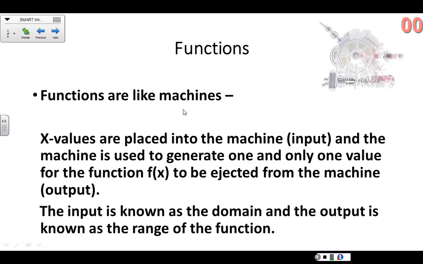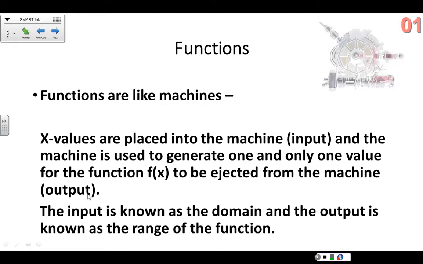Functions are like machines. X values are placed into that function or that machine as an input value. The machine is then used to generate one and only one value for that function. We use the notation f of x to be ejected from the machine as an output. So you could think of the machine as doing something mathematical to whatever number you're putting into it, and then it spits out an output.